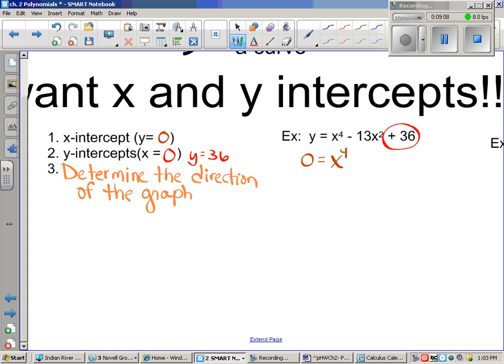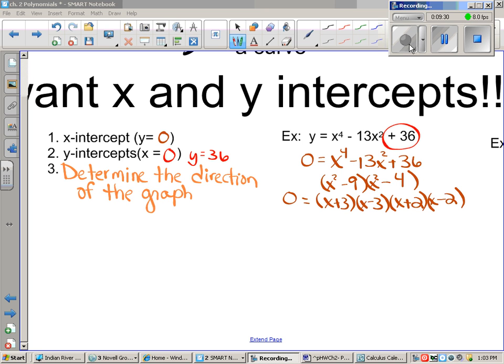And so guess what we're going to have to do to this? You betcha. We're going to have to factor. And so I get x squared and x squared. And then what are those two numbers? Great. And that factors down even more. Please continue to factor completely for that. Okay, so now we can quickly see our x-intercepts are -3, +3, -2, and +2. Does everybody follow that?